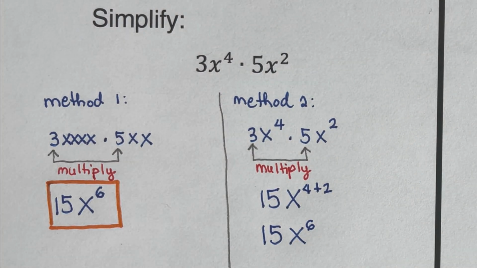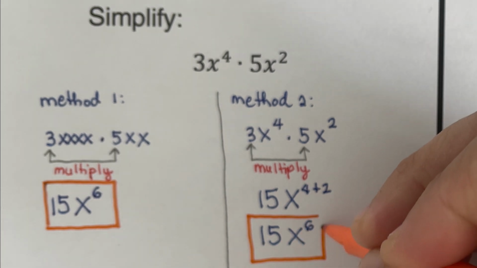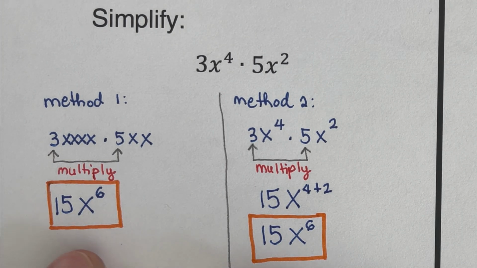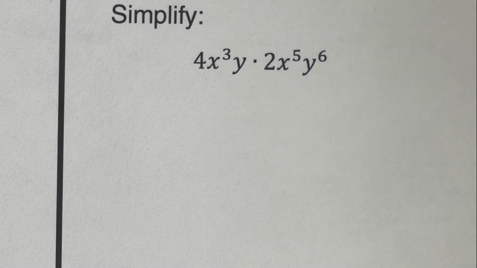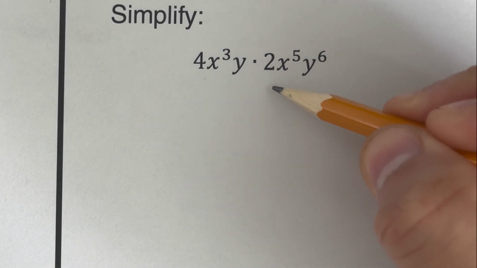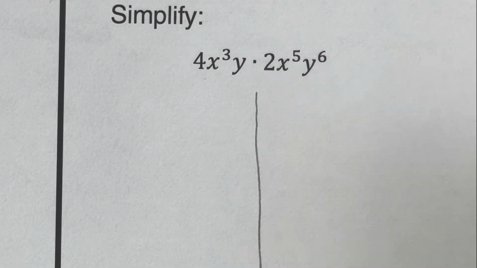So then we can say that the simplified version of this expression is 15x to the 6th power. Now notice that both methods give the same answer, which means that it doesn't matter which method you use, you still get the same answer. Now let's move on to the next example right here. Again, we are going to show this problem using two methods.